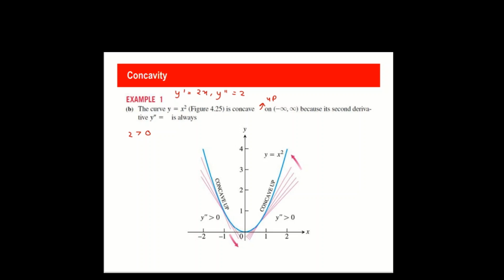Because its second derivative is y double prime equal to 2, you can state here that it is always positive. You can choose any part of the function, and you will see that the second derivative will always give you a positive value, that is 2, and you can conclude that it is always concave upward.